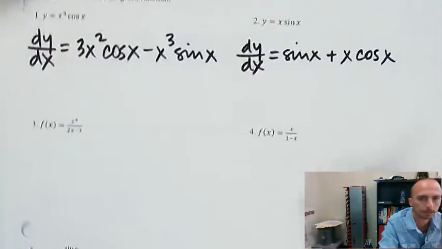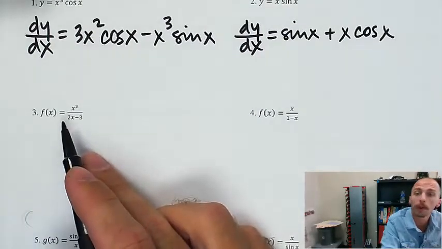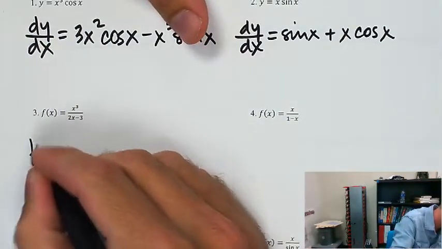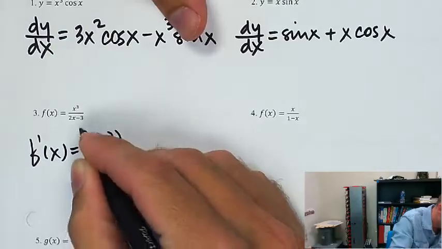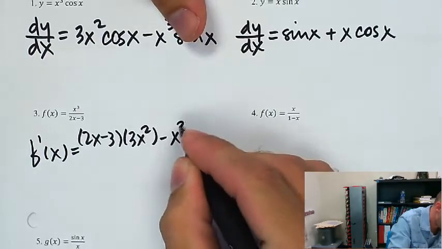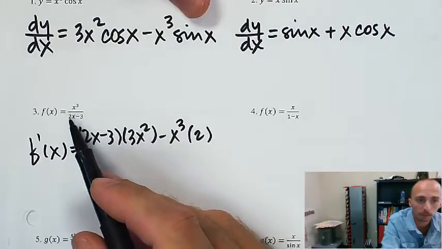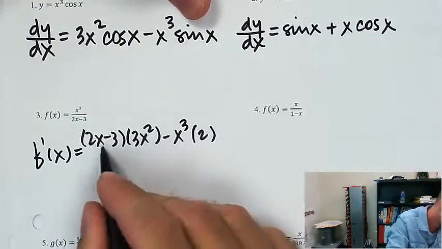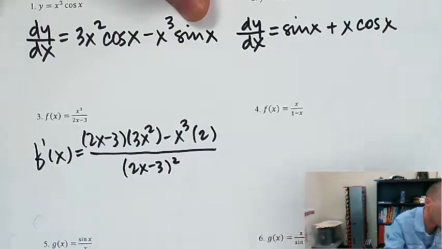All right, here we've got ourselves a quotient. So if we're going to take the derivative, we need to be using the quotient rule. So f prime of x is bottom times the derivative of the top minus the top times the derivative of the bottom. Okay, the derivative of the bottom is going to be 2 because the derivative of 2x is 2 and the derivative of negative 3 is 0. Okay. All divided by the bottom squared, so that's 2x minus 3 squared.